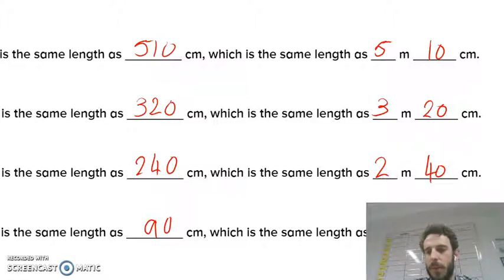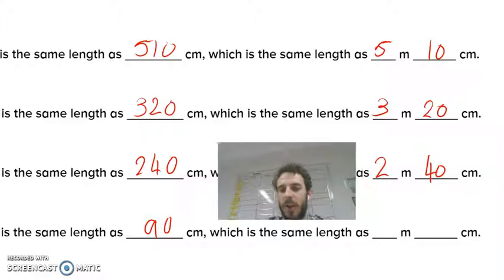And down the bottom, 90 centimeters is 0 meters and 90 centimeters, of course. I hope that makes sense to everybody.